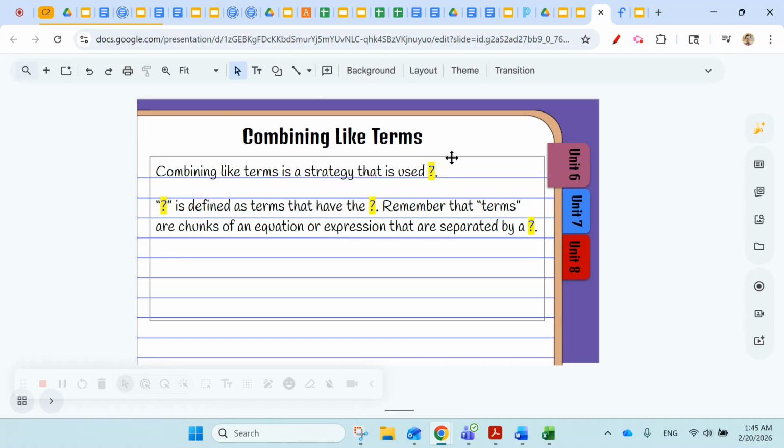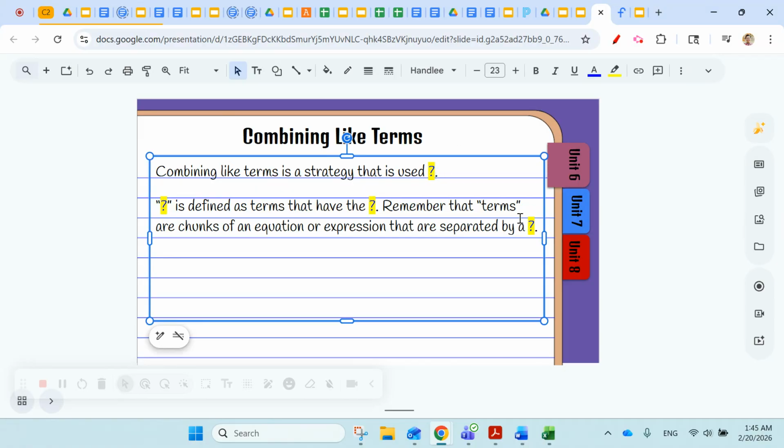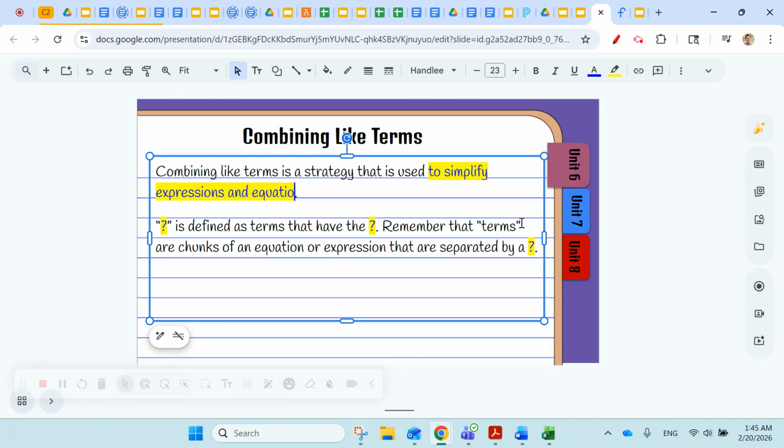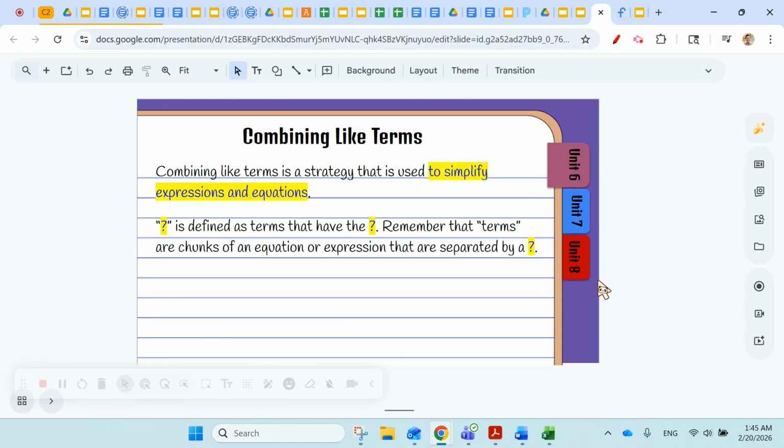All right, this time we're going to take some notes here. You're going to replace those question marks with some definitions. Combining like terms is a strategy used to simplify expressions and equations. Okay, simplified. That means to make simpler, to make easier.